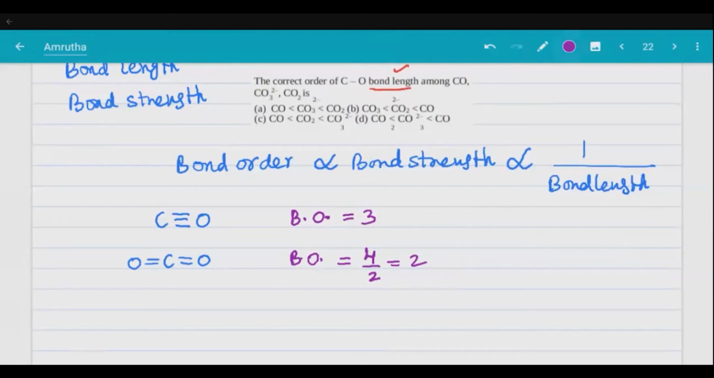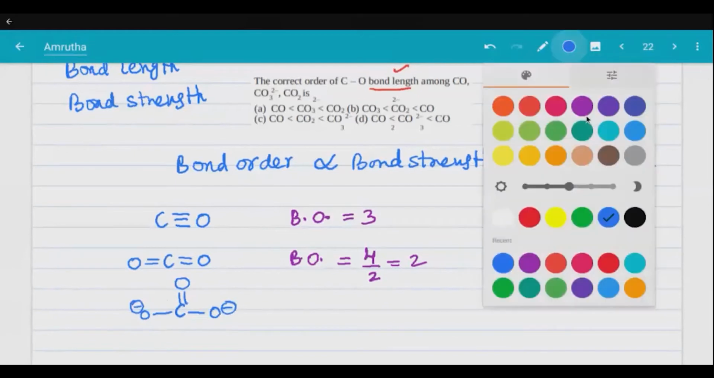Okay, next, CO3 2-. Carbon valency must be 4, maximum 4, right? CO3 2-, with a double bond and single bonds. Fine. What is the bond order now?